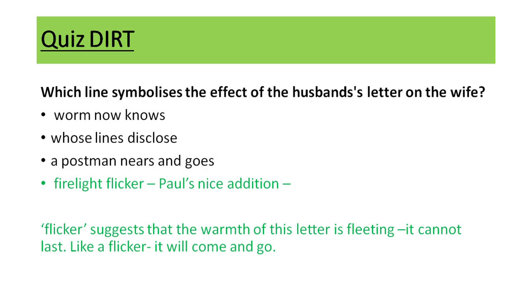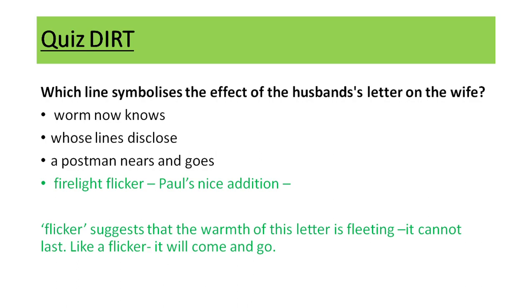Worm Now Knows, remember, is all about the idea of his body rotting in the ground and it being a very brutal presentation of war. So some of you picked those two options. It was Firelight Flicker, and it was this idea that the husband's letter introduces for the first time the feeling of warmth, the firelight flickering. Do you remember it contrasts with the idea of the street lamp being cold in stanza 1. So for the first time we get a sense of warmth in the poem, and that's the effect that the husband's letter has on the wife.